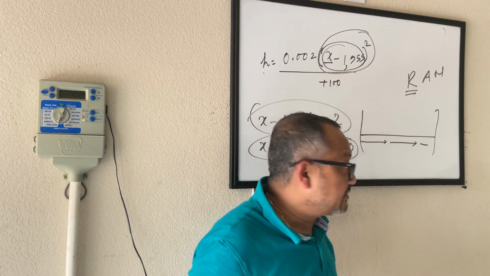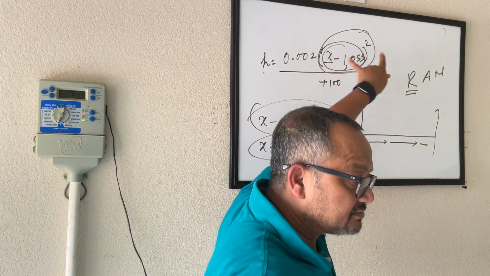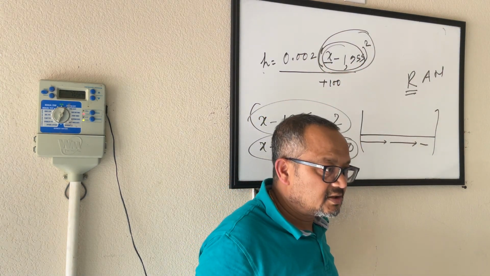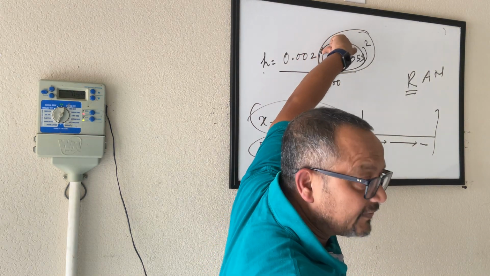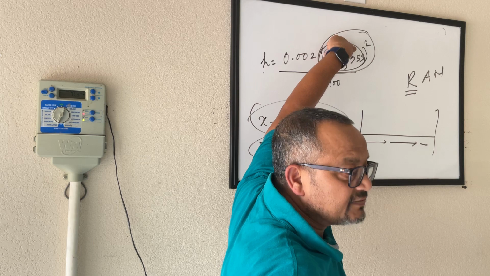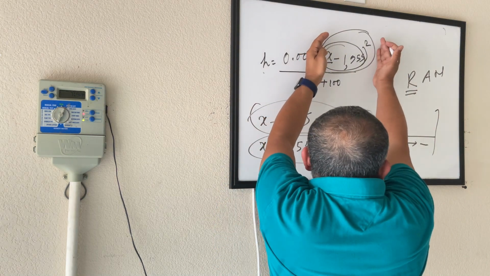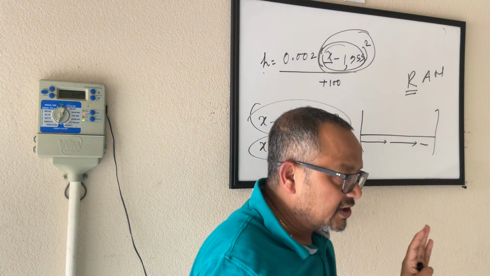It's always going to be a positive, meaning 100 plus something. That's what it's going to be. Right? This whole thing, x minus 1955, whether it's negative or positive, doesn't matter. My outcome of this square is always going to be positive. Are you guys with me?